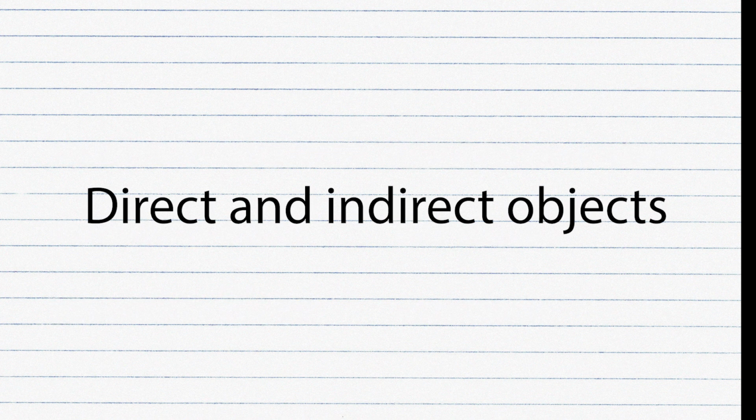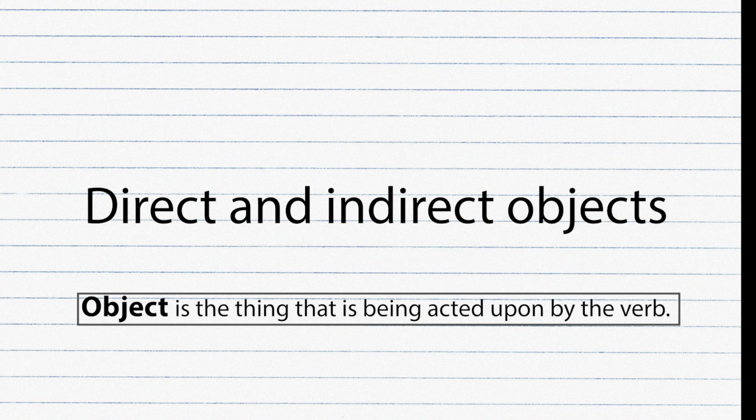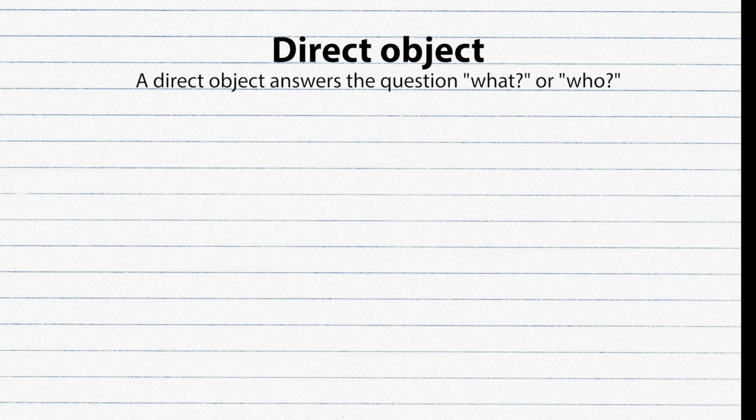Direct and indirect object. This is a very easy concept to learn, but quite important in Spanish in order to use the correct pronouns. An object is the thing that is being acted upon by the verb. A direct object answers the question what or who. I see you. You is a direct object. What do I see? You.